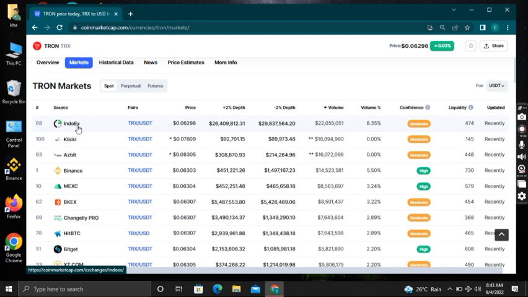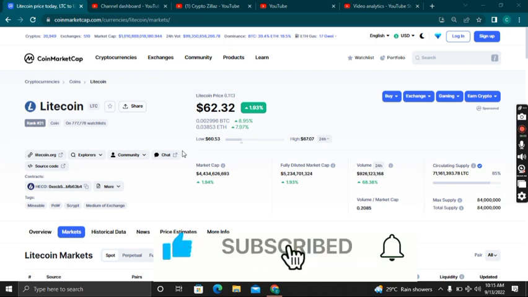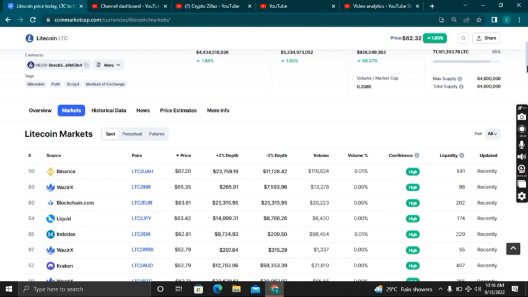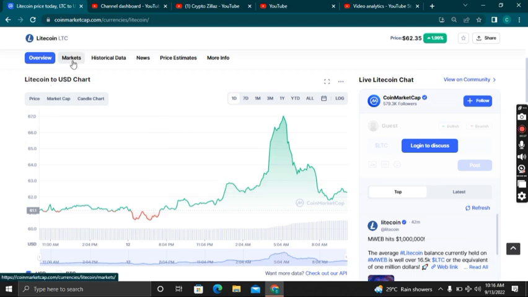Also, here is an extra tip for those of you who have followed this video to this point. You just go to the search bar and search for Litecoin. We're on the Litecoin page already. Then you scroll down to the markets. At this point, this is the overview, but in this section you click on the markets.